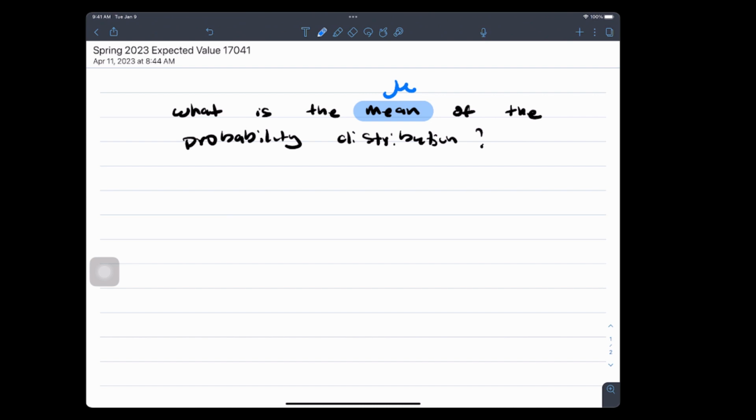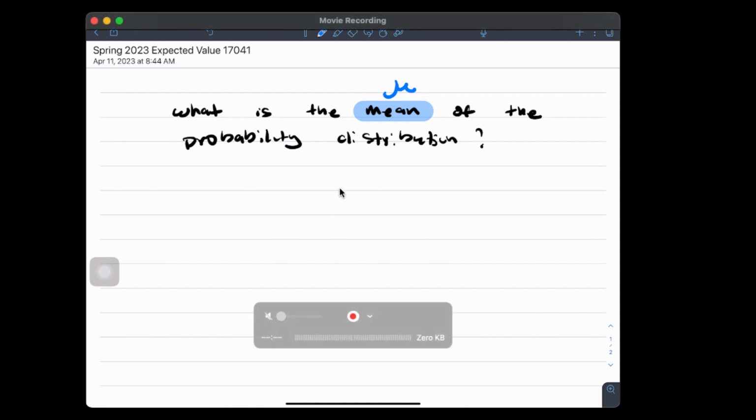We're going to go to the iPad. It's supposed to be on the iPad. There we are. Anyway.